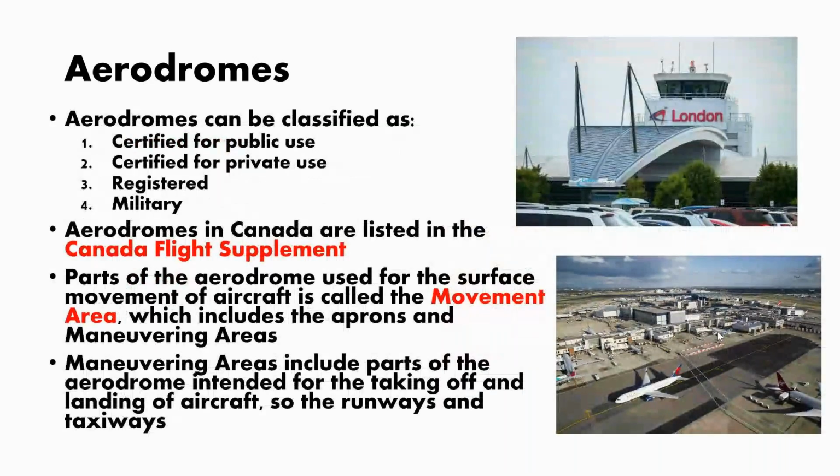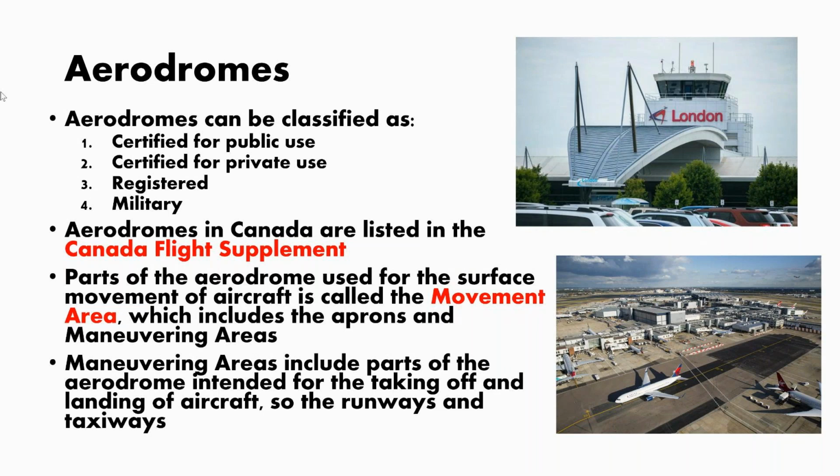Okay. So aerodromes can be certified for public use, so a public aerodrome that anyone can fly their plane into. You can have an aerodrome certified for private use, so again, like the grass strip in my backyard. You can have a registered aerodrome, so that would be an airport, right? So like London International, or a military aerodrome, like Trenton, which some of you guys might have been to.